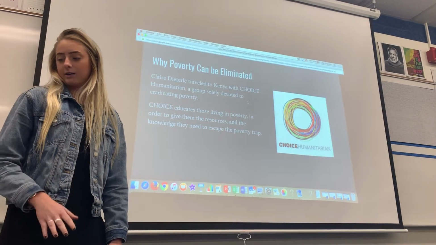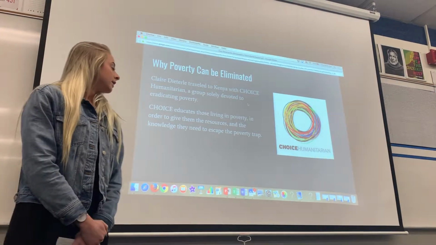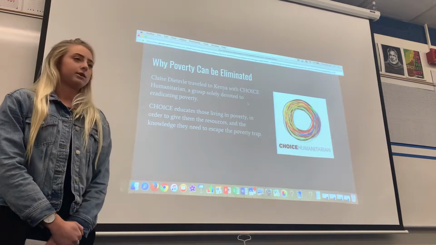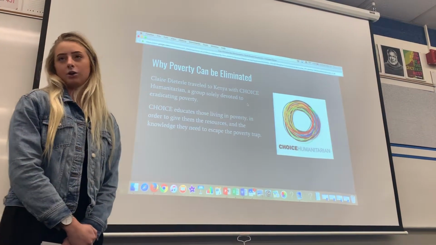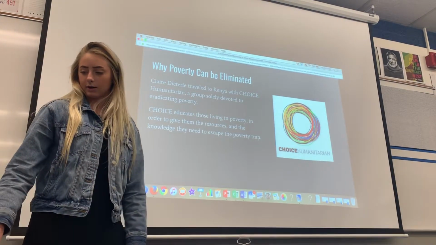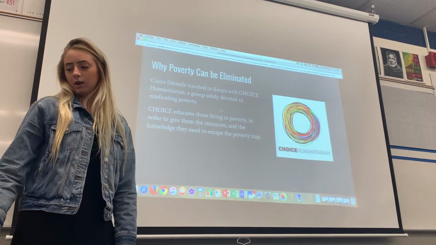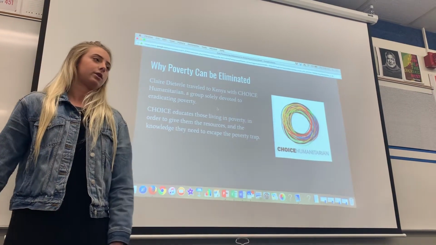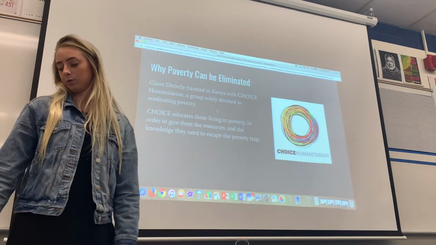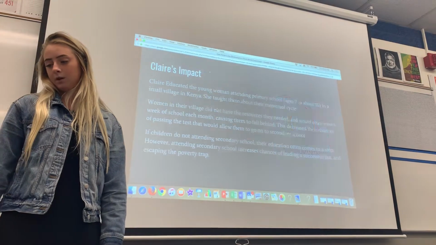So the opposite side, why poverty can be eliminated. A woman named Claire Dieterle traveled to a small village in Kenya with a group called Choice Humanitarian. They are a group solely devoted to the eradication of poverty. Choice educates those living in poverty, and they give them the resources and the knowledge that they need to eventually pull themselves out of the poverty trap.